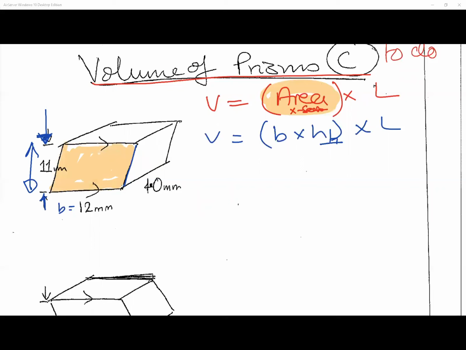Okay, remember it's all about formulas. So lovely. So volume equals the base, which is 12, times by the height of 11, times by 4. That's just a little printing error there. It's not point nought. It's 40.